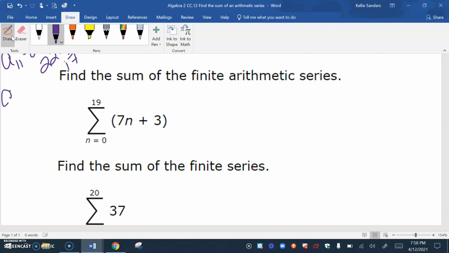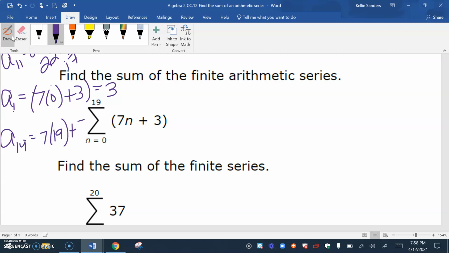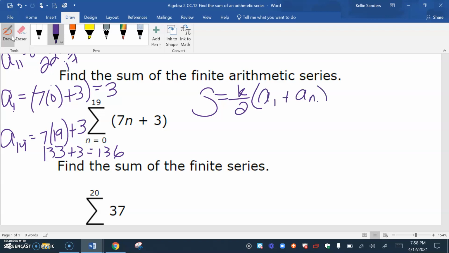A sub 1 would be 7 times 0 plus 3, which is 3. A sub 19 is 7 times 19 plus 3. The sum is how many terms over 2, a sub 1 plus a sub n.